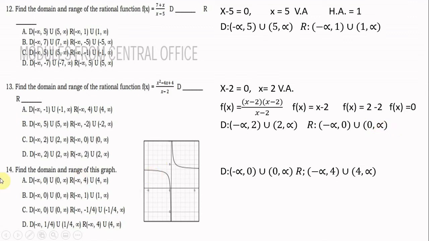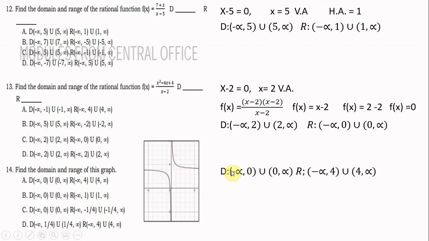Okay. Now, number 14, find the domain and range of this graph. It's not so clear, so maybe this is 4. Our horizontal asymptote here is 4. Okay, so our vertical asymptote is 0, or the y-axis, this one.